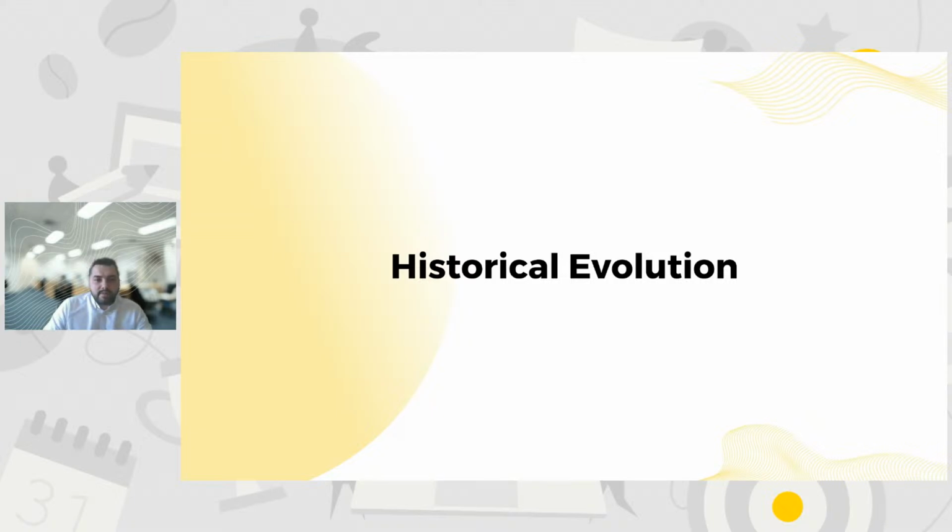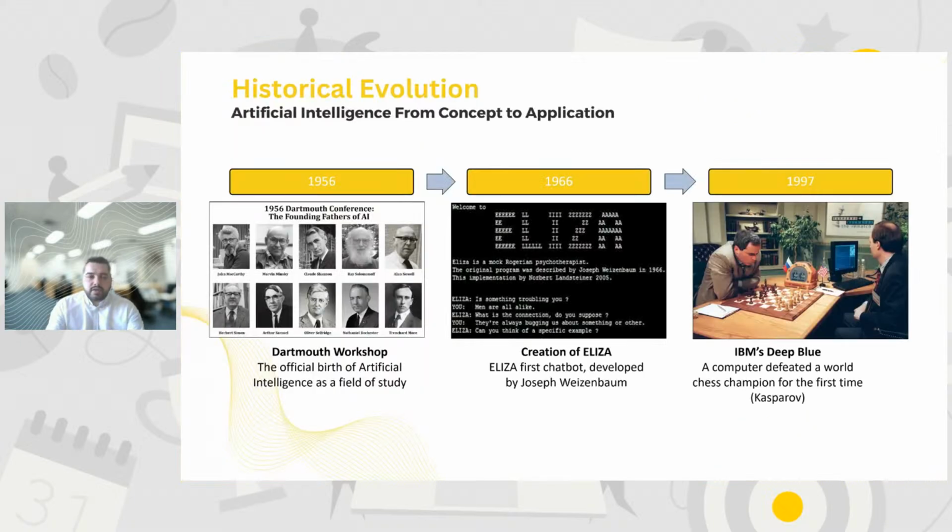Now let's have a look at the historical evolution. So basically, the first time that AI was spoken about as a field of study was in 1956 at the Dartmouth workshop, where the people created the concept of AI, the first concept, let's say, about that. After that, in 1966, we have the creation of Eliza. It was the first chatbot, developed by Joseph Weizenbaum.